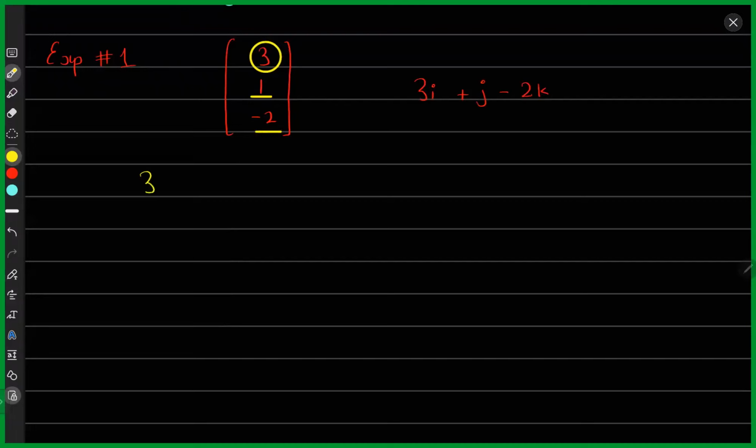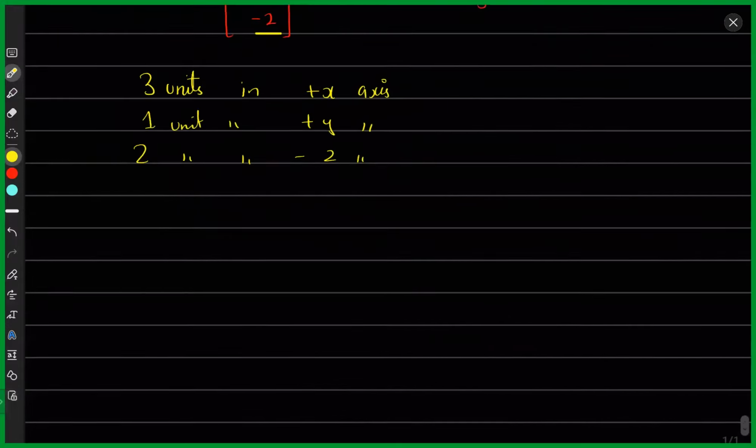So 3 units in positive x-axis direction. I'm not writing down the entire thing. 1 unit positive y-axis, and 2 units in negative z-axis direction. So this is just to explain the idea behind the understanding of vectors. Okay, all right, let's talk about some questions now, just so we understand the concept easily.